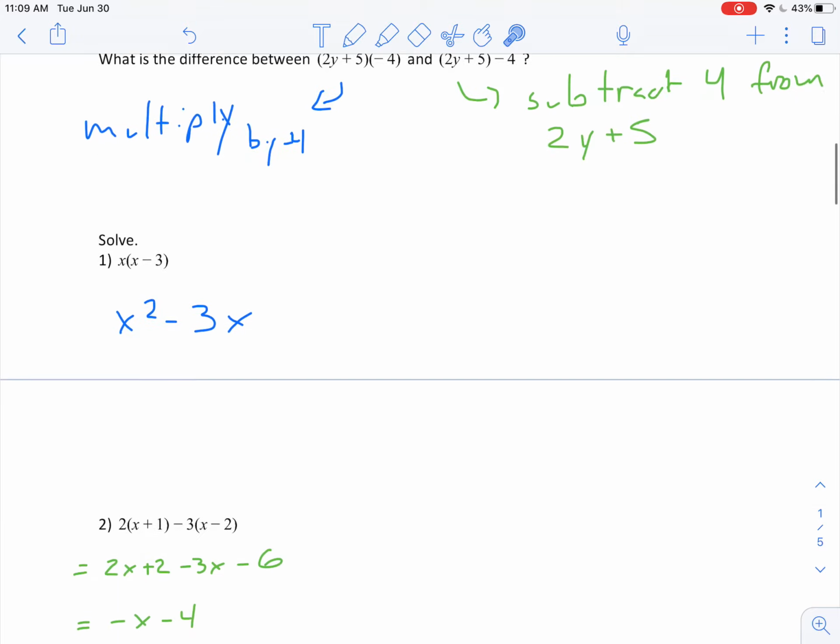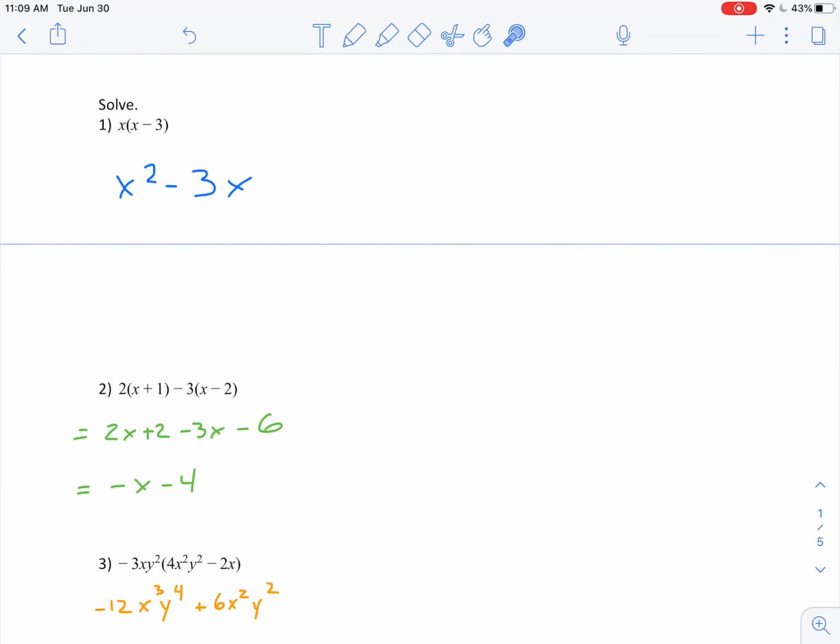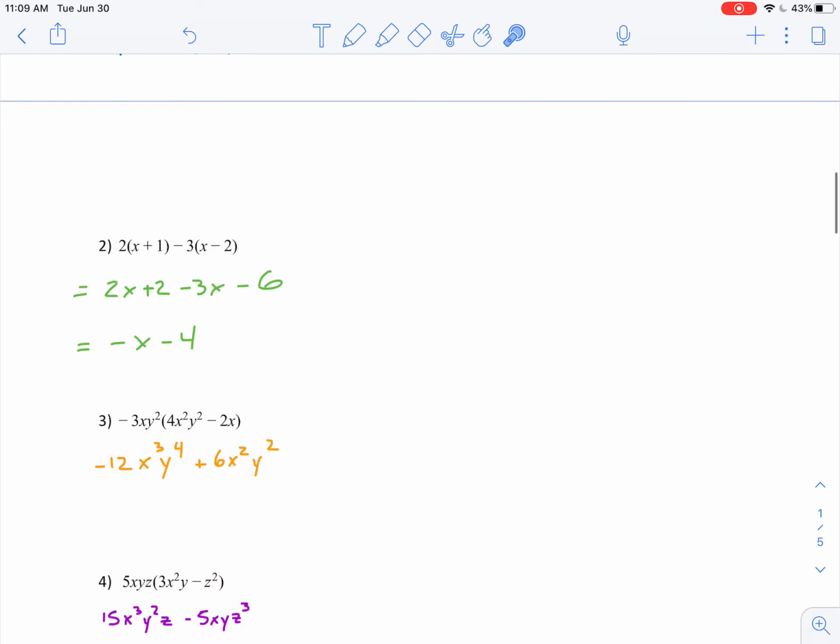So now we're going to quickly solve some of these. I need to distribute this x into x minus 3. So x times x, x times negative 3. I end up getting x times x is x squared, x times negative 3 is negative 3x.